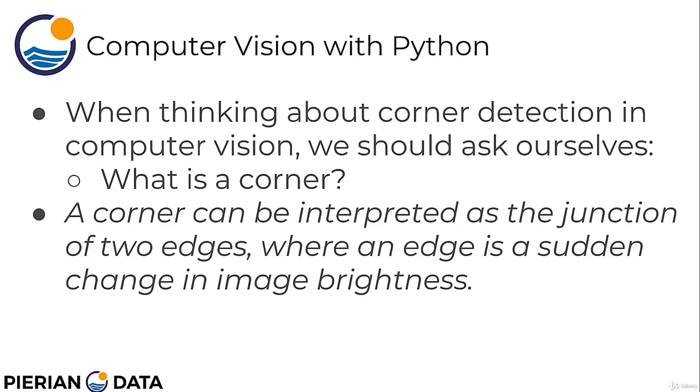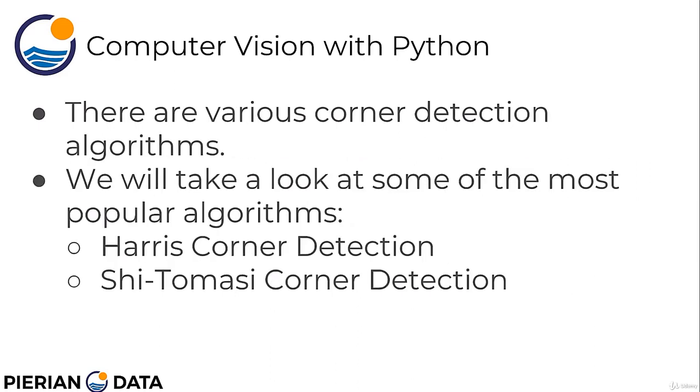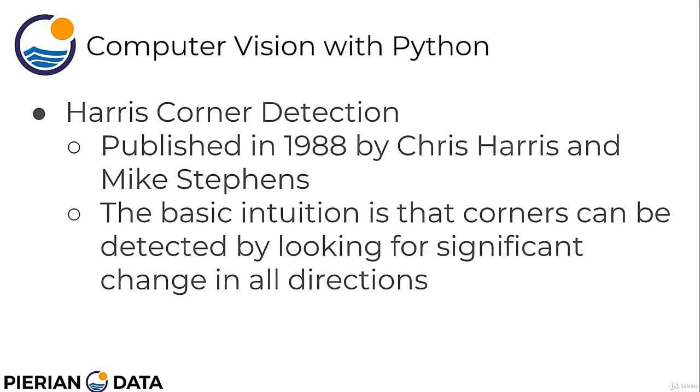Or put simply, a corner can be interpreted as the junction of two edges, where an edge is a sudden change in image brightness. Now, there are various corner detection algorithms. We're going to take a look at some of the most popular algorithms, specifically the Harris corner detection and the Shi-Tomasi corner detection. Harris corner detection was published in 1988 by Chris Harris and Mike Stevens. The basic intuition is that corners can be detected by looking for significant change in all directions.